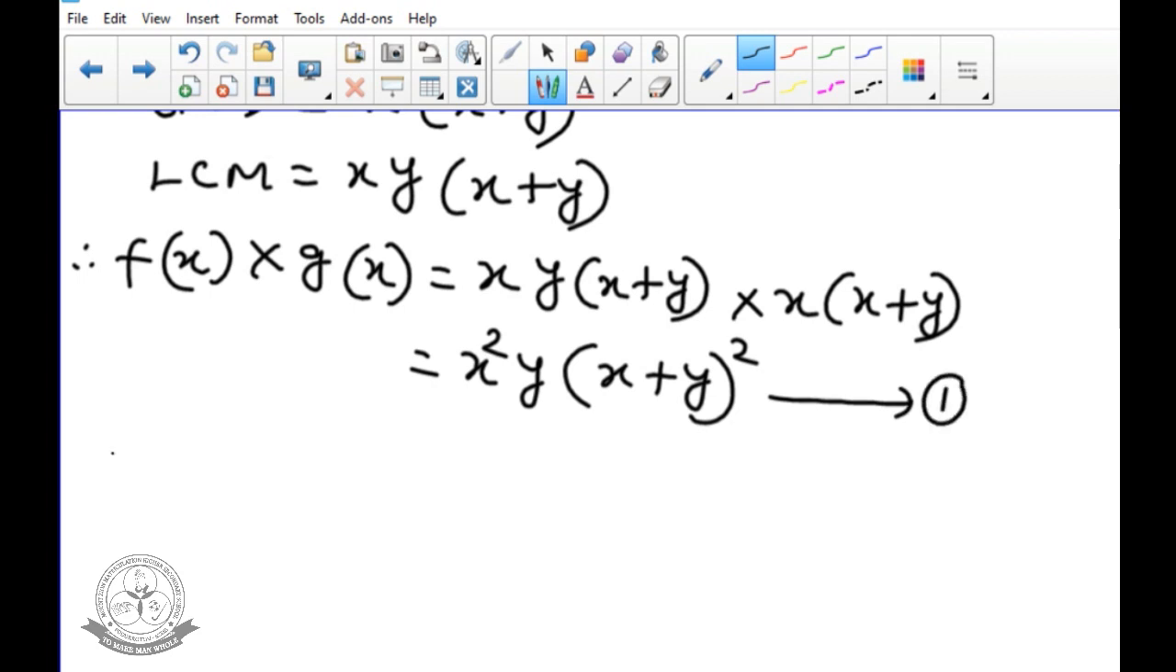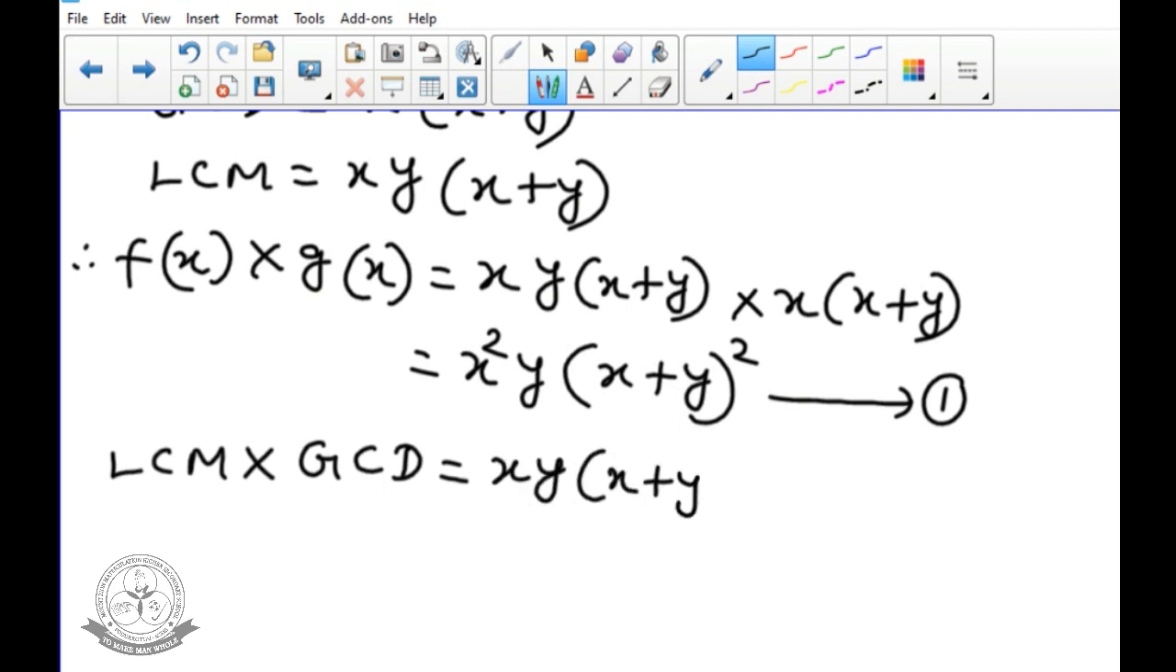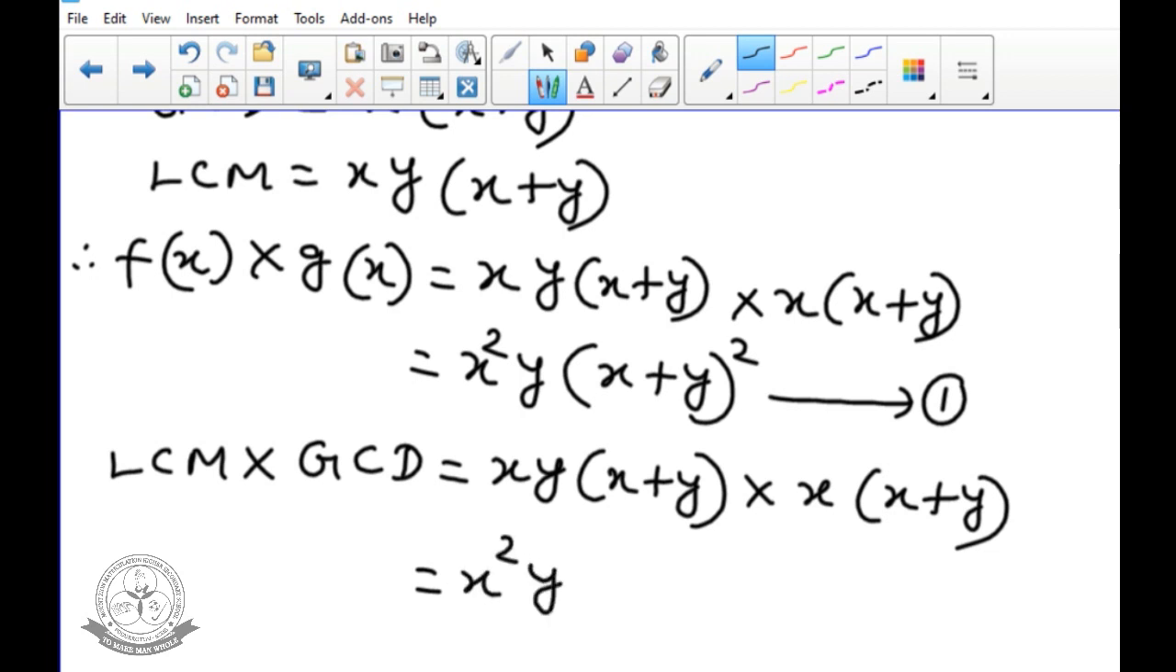Next you have to find the product of LCM into GCD. Our LCM is xy into x plus y, and our GCD is x into x plus y. So here also we can do the product, means x into x, x squared, y, and x plus y, we can write x plus y the whole square. So this is how we keep equation number 2.